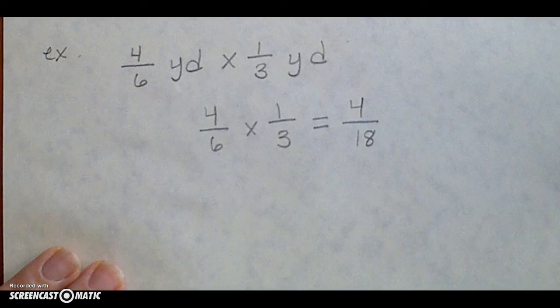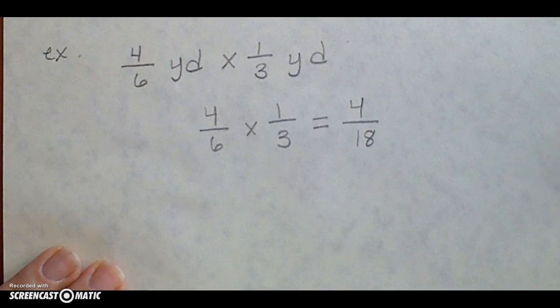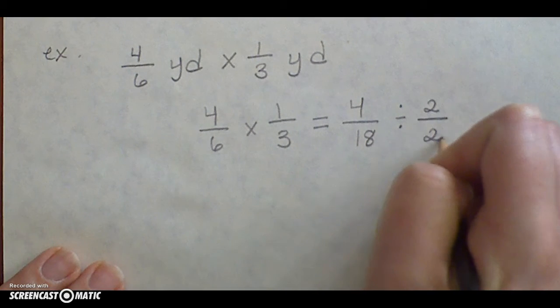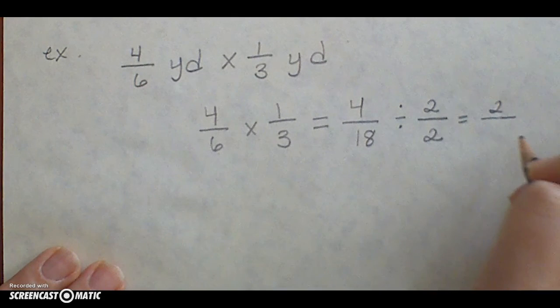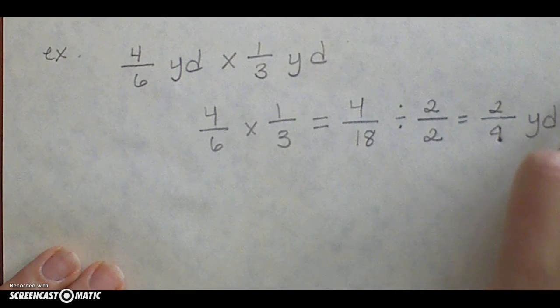Now, 4/18 can be reduced. So I want to think about what's the GCF of each of them, or what is a common factor of each of them. I know they're both even, so I'm going to go ahead and divide the numerator and denominator by 2. And 4 divided by 2 is 2. 18 divided by 2 is 9. And my label is yards squared for my final answer.